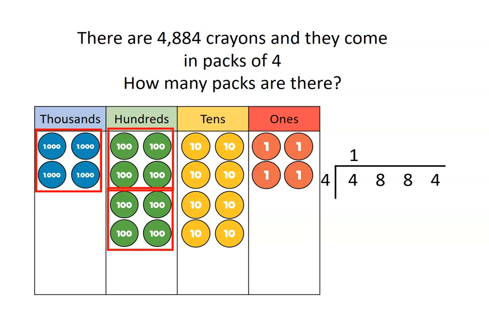How many groups of 4 can we make? We can make 2 groups of 4. So I'm just going to pop that above my 8 there, my 800. I can make 2 groups. And then you can see the tens column, that's got 8 counters too. So we're just going to get the same thing happen there.